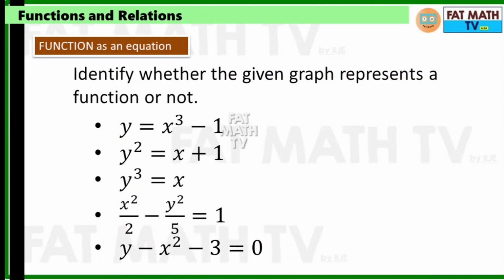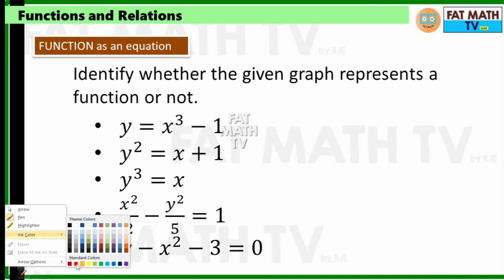Okay, identify whether the given graph represents a function or not. No, not graph, but equation. Identify whether the given equation represents a function or not.